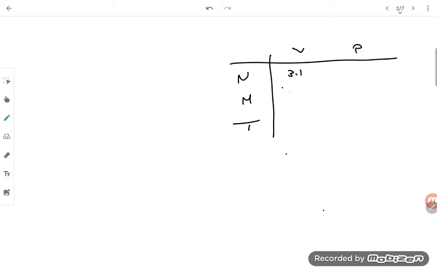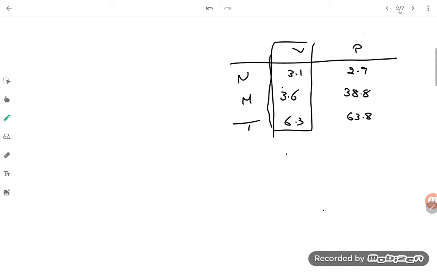Okay, so this is the new schedule after the separation. The three countries, Netherlands, Mexico, and Turkey. And this is the volume, and this is the prices. 3.1, 3.6, 6.3, and 2.9, 38.8, and 63.8. So this is the level of growth of production, and this is the increase in price level or inflation.